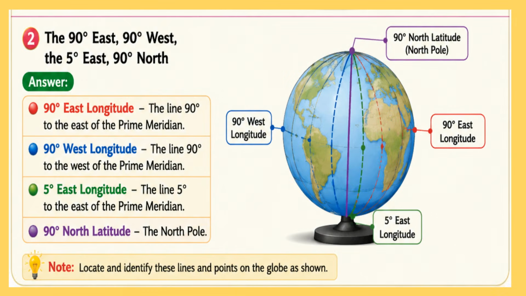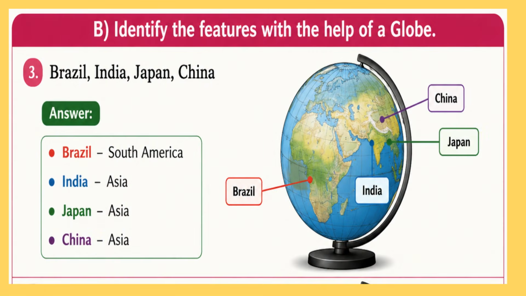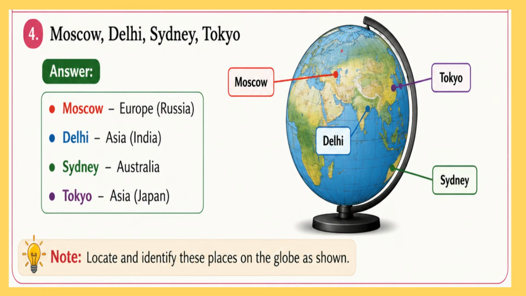We can also locate specific lines on the globe: 90 degrees east and west longitudes, 5 degrees east longitude, and 90 degrees north latitude, which marks the North Pole. On a global scale, Brazil is located in South America, while India, Japan, and China are all located in Asia. Identifying cities. Moscow is in Russia, Europe, Delhi is in India, Asia, Sydney is in Australia, and Tokyo is in Japan, Asia.